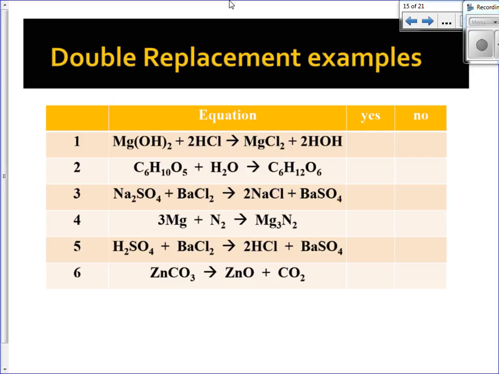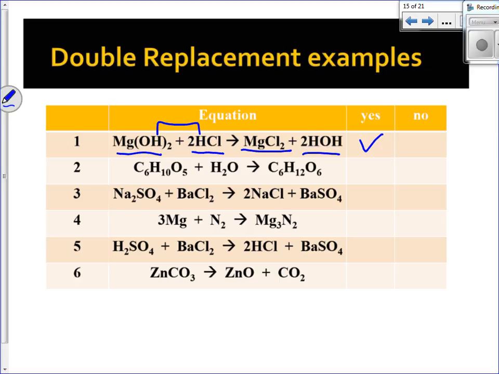Looking at number 1, is that a double replacement? Yes. If you look here, we have a compound, which is magnesium hydroxide, with another compound, hydrochloric acid, giving you magnesium chloride and water. So yes, we have all compounds up there. We have the 2 switching places. The H on the acid goes with the OH on the base here, so we end up with water as one of our products.